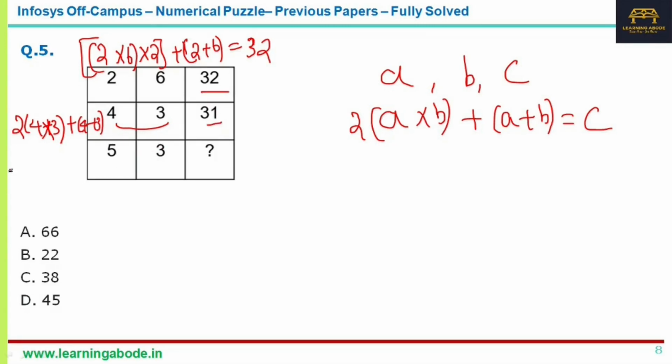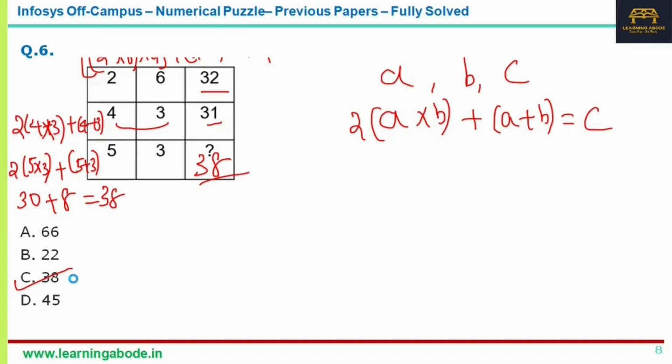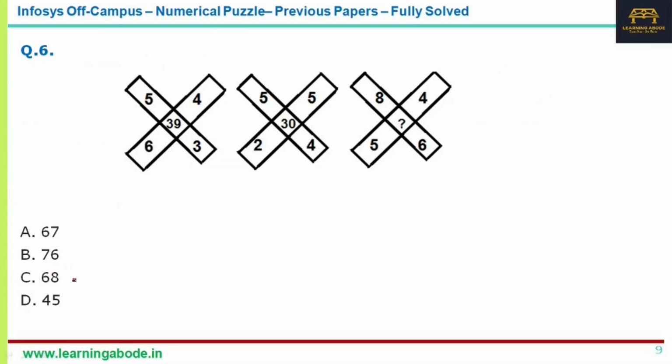The next one, 2 into 5 into 3. Now that should be 30. 30 plus A plus B, now that's 8. So that's 38. That's answer option C for question number 5. Now the sixth question.